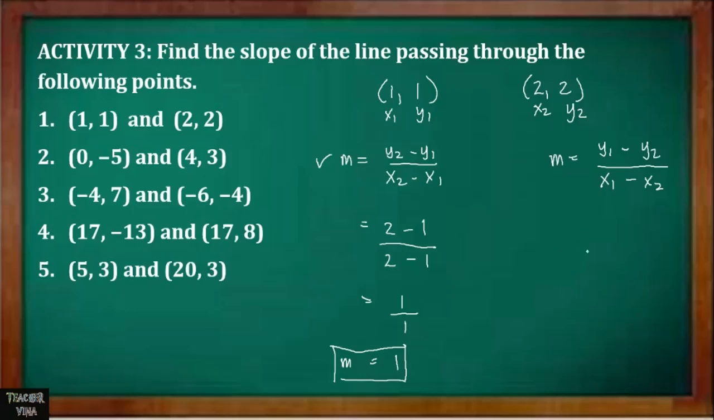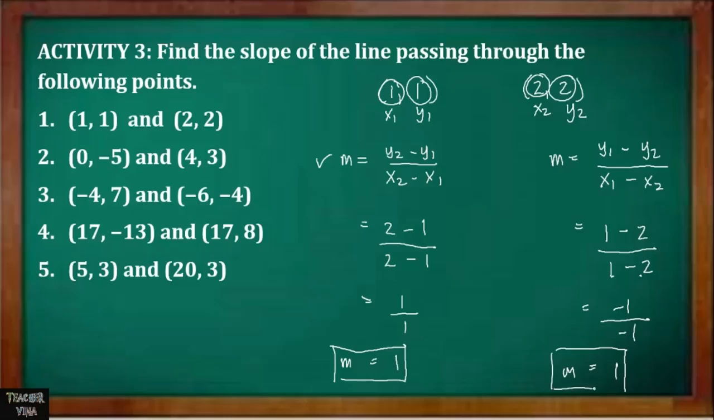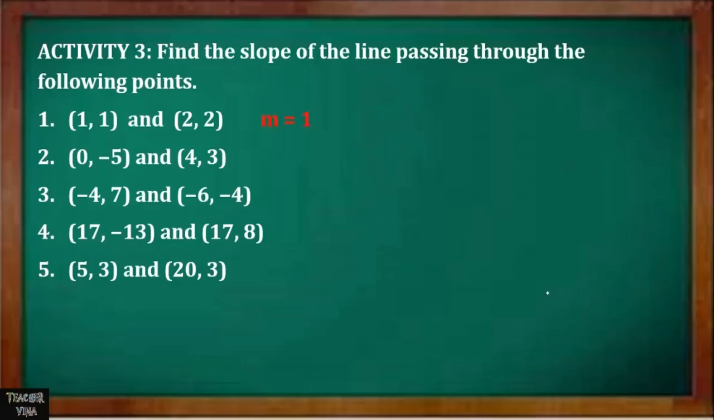Now, tignan natin kung parehas lang, kung ito yung gagamitin. So, y sub 1 is 1 minus y sub 2 natin, di ba, this is y sub 1. And then, y sub 2 is 2. Next, over x sub 1 is 1 minus x sub 2 is 2. So, solve muna natin yan sa taas. 1 minus 2 is negative 1 over 1 minus 2 is negative 1. And negative 1 over negative 1 is simply 1. So, magsisame lang sila kahit na anong formula yung gamitin nyo. Okay? So, that's number 1.